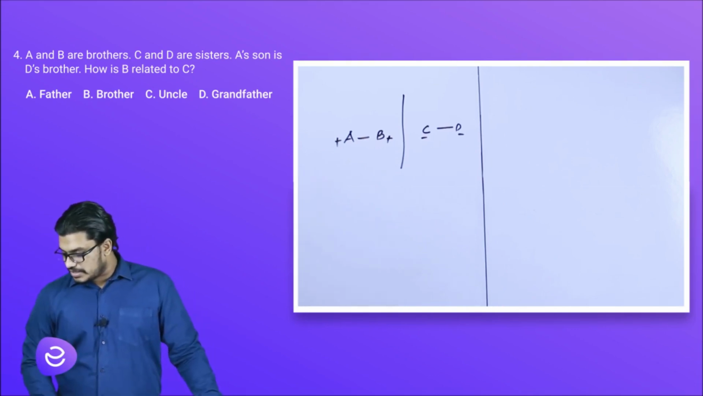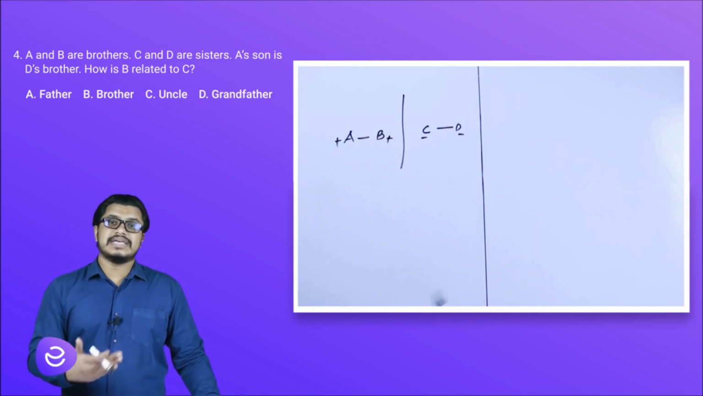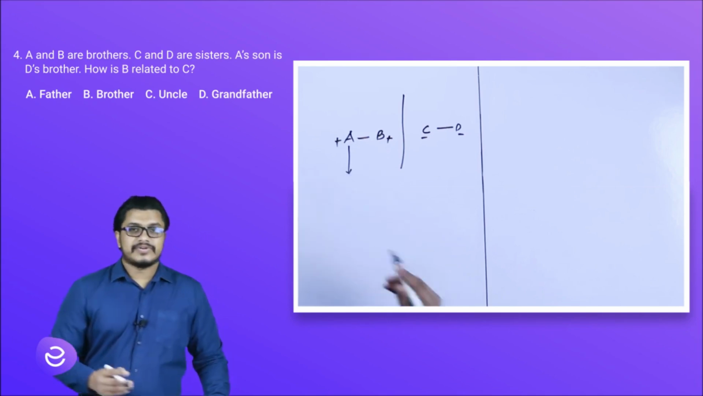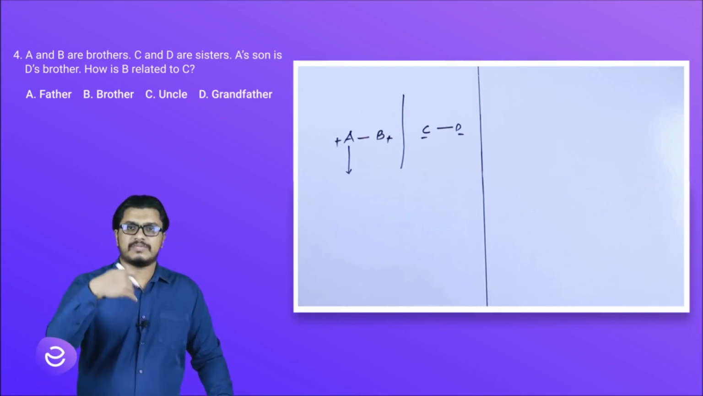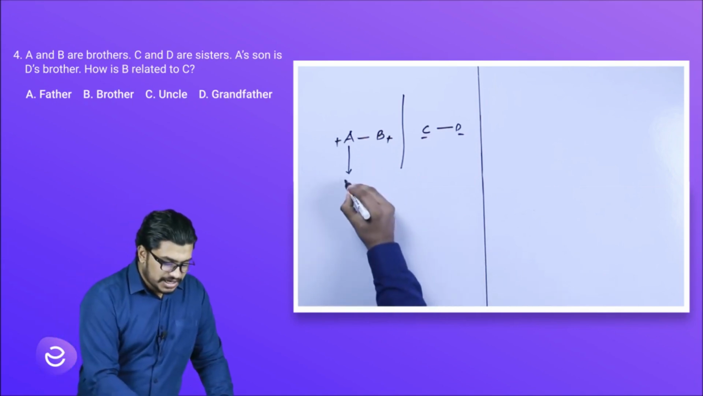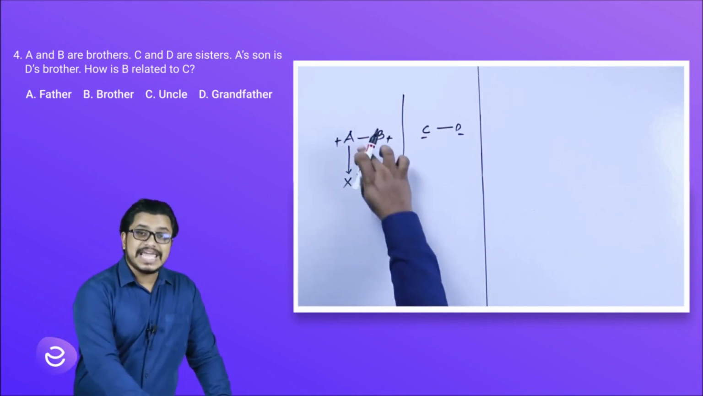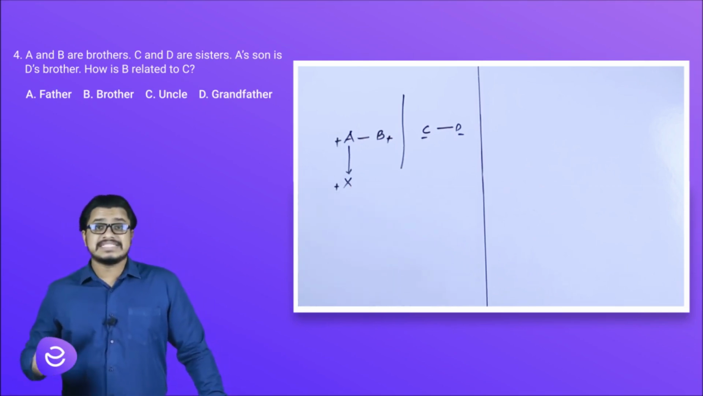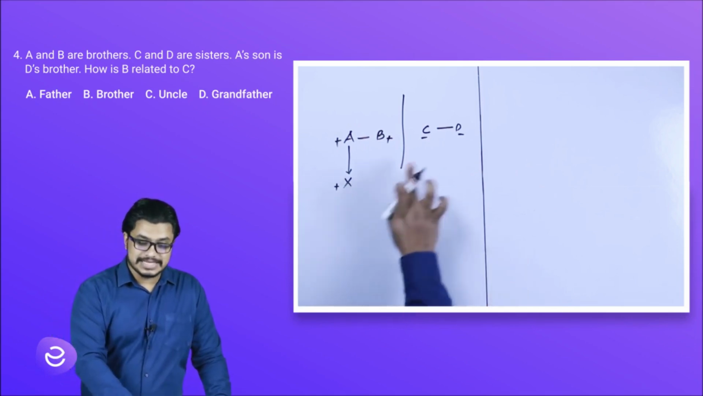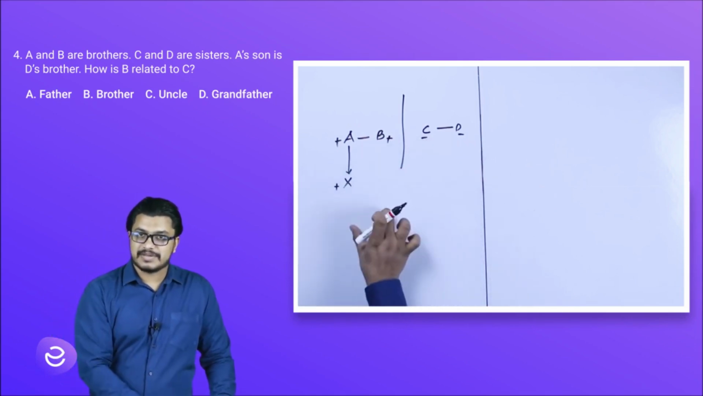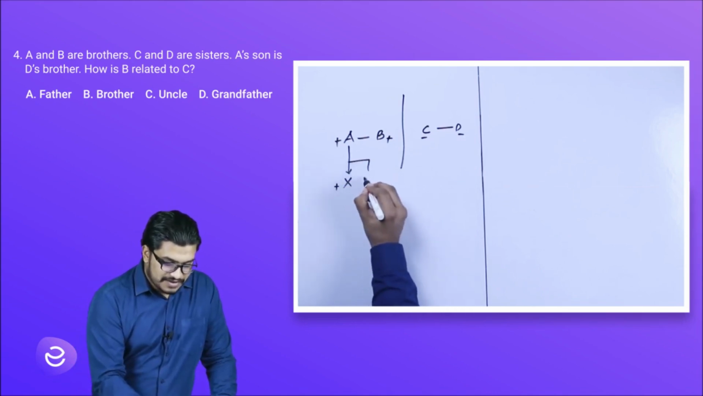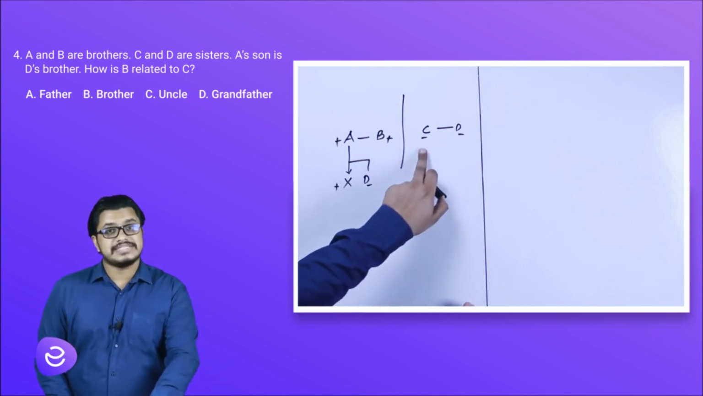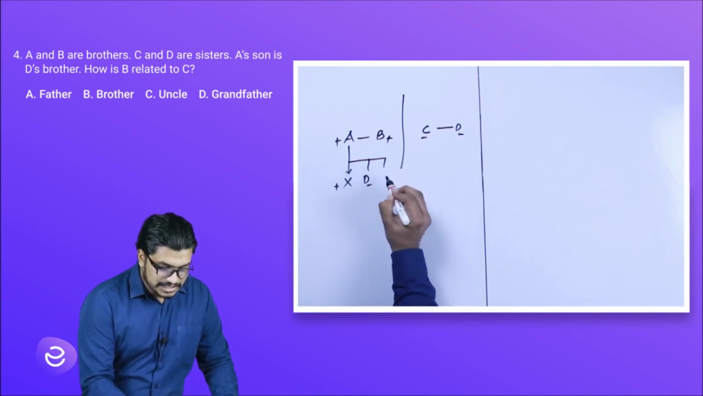Now the next thing is A's son is D's brother. So A has a son. Right now they have not given any name, so you can write man, or X, anything. For now I am writing X. So A's son is a male. A's son is D's brother, so this person is D's brother. We can bring this diagram here. So we have D here, and this person is the brother of D. We already know that C is the sister of D, so we can write C also.